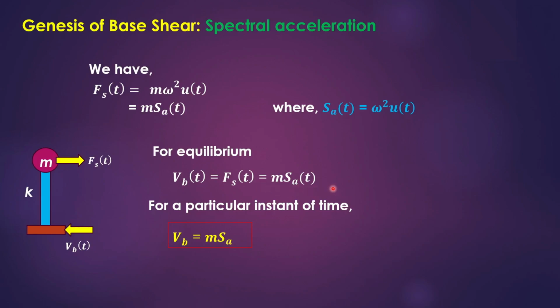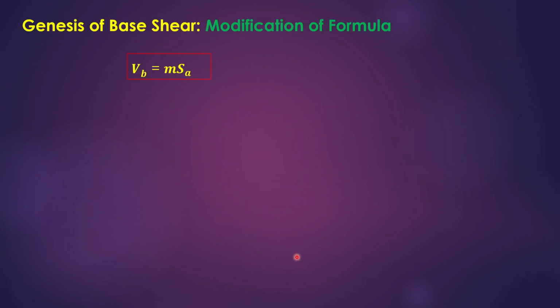The base shear is changing with time, and spectral acceleration is also changing with time. Now let us consider a particular time instant. For that purpose, the variable t can be eliminated, and we can write VB equal to M SA for a particular instant. So this is the base shear formula, which resembles our code formula, mass times spectral acceleration. However, this will be further modified. Let us see in the next slide.